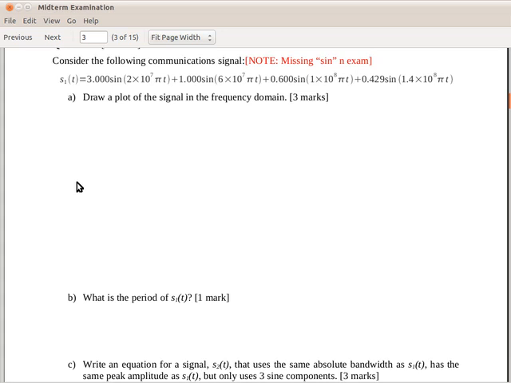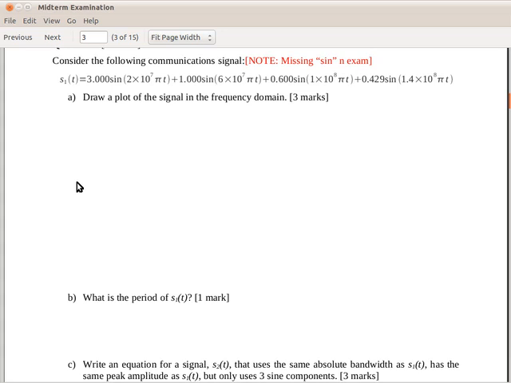How many megahertz? 10 megahertz. So for this, you need to remember, or it's useful to remember, the general equation for our signal: peak amplitude times sine of 2 pi times the frequency times t plus phase. That's the general equation, and then to determine the frequencies of the components, we can just equate it to this and find out what f is.